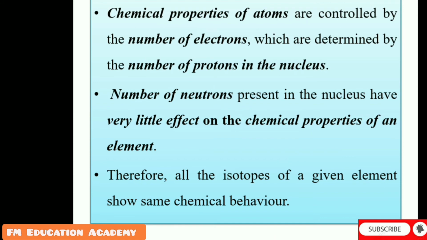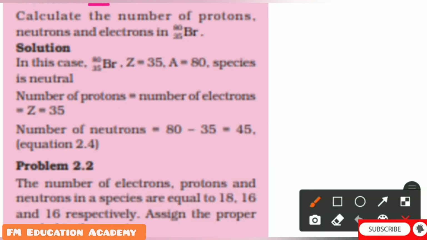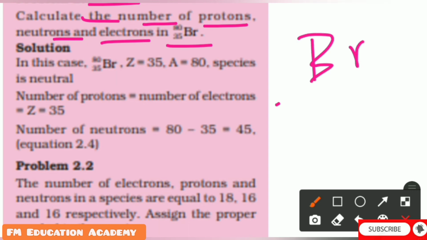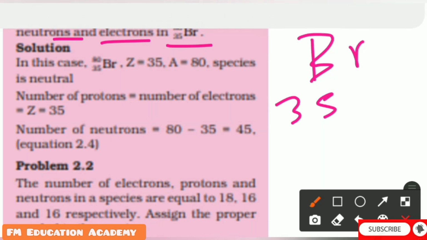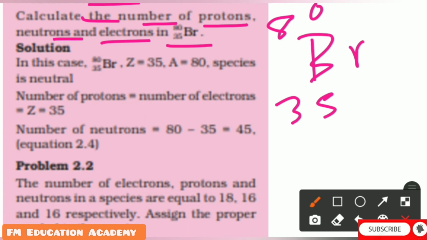Hope you have understood this. Now let us move to examples. First example: calculate the number of protons, neutrons and electrons in bromine. The atomic number of bromine is given as 35 and the mass number is given as 80. This question is from the NCERT textbook.